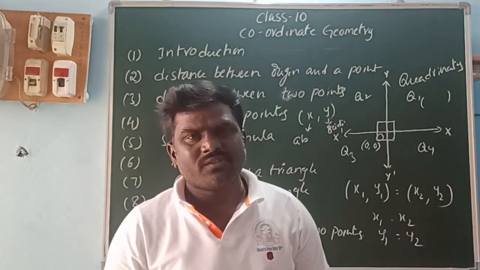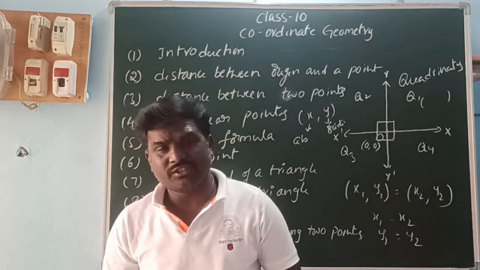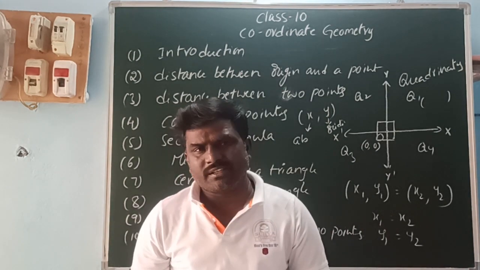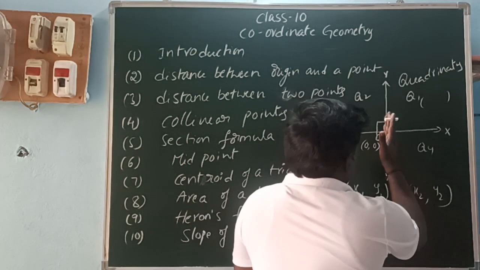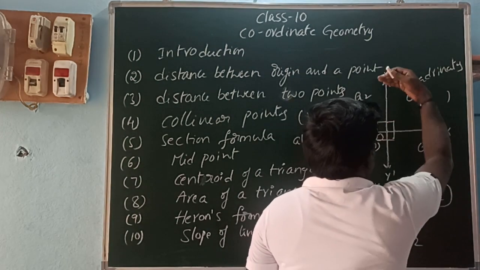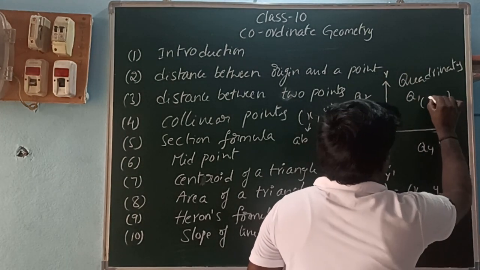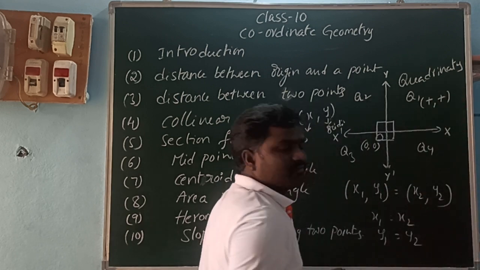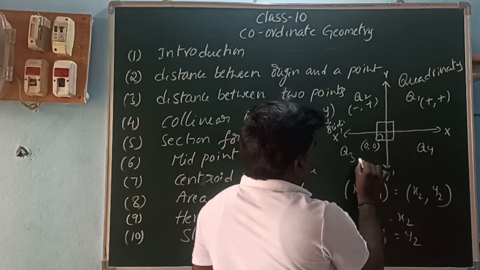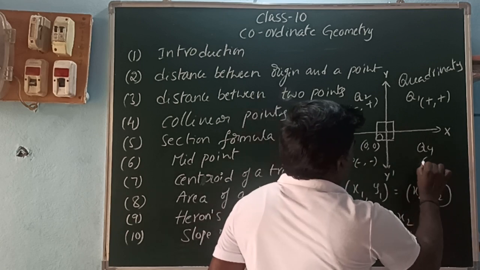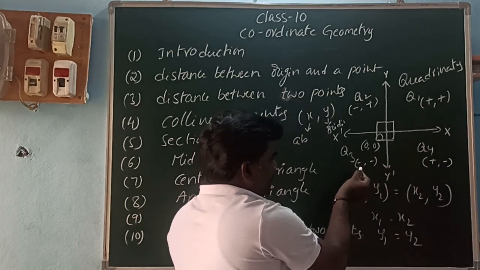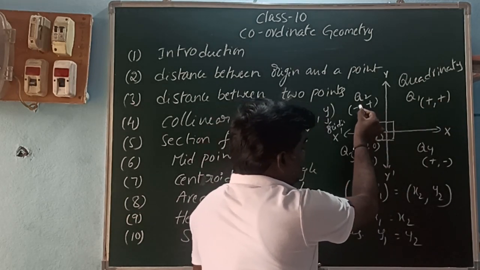Numbers greater than 0 are positive numbers, and numbers less than 0 are negative numbers. On the x-axis, to the right of 0 the values are positive, and on the y-axis upward values are positive. So the first quadrant is plus plus. The second quadrant is minus plus, the third is minus minus, and the fourth is plus minus.